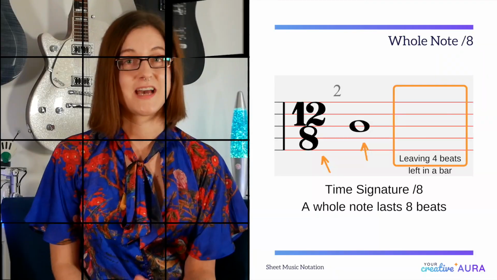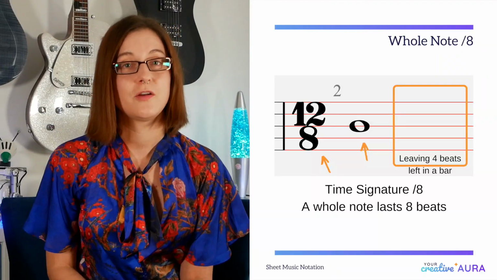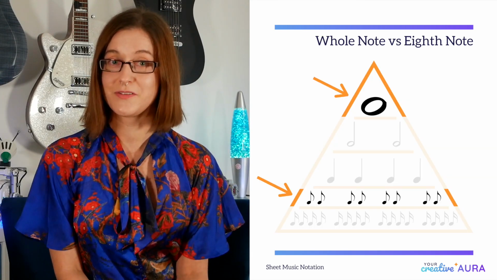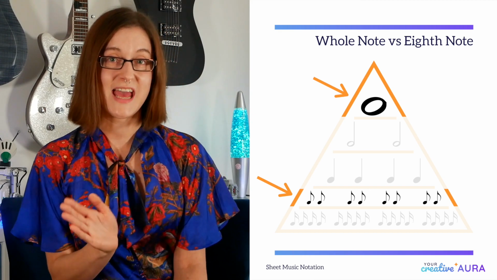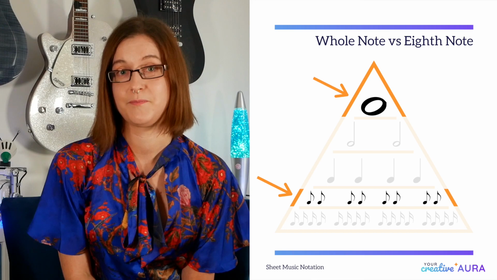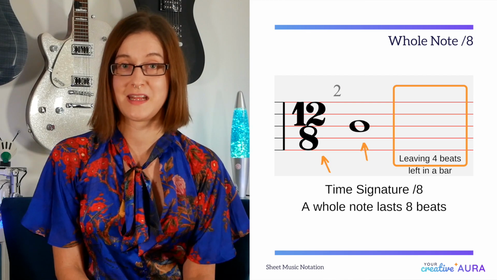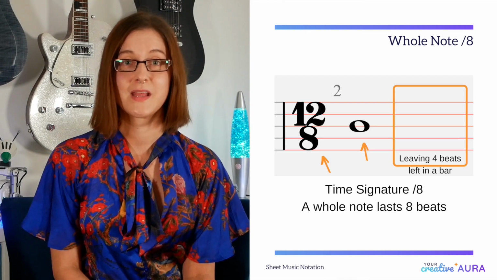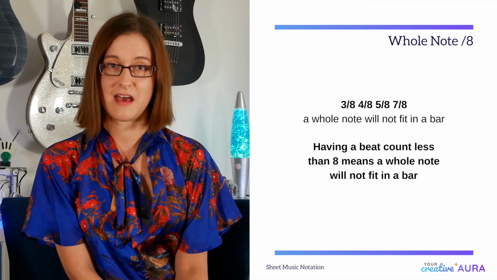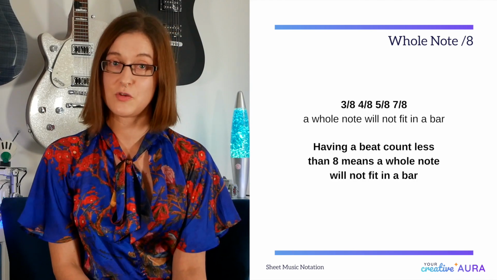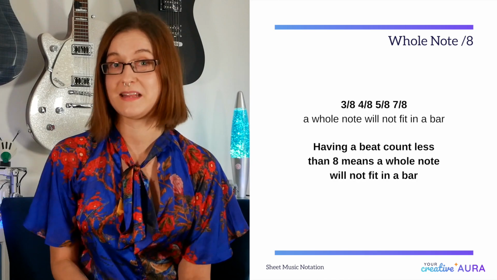So let's examine it in /8 time signature. So for example, in time signature 12/8, a whole note will last 8 beats because it takes 8 eighth notes to make a whole note, and the time signature /8 is based on the 8th note. A whole note will fit into the bar as there are 4 beats remaining to use out of the 12. Now, having a beat count of less than 8 in a /8 time signature means a whole note will not fit into a bar because a whole note is 8 beats.